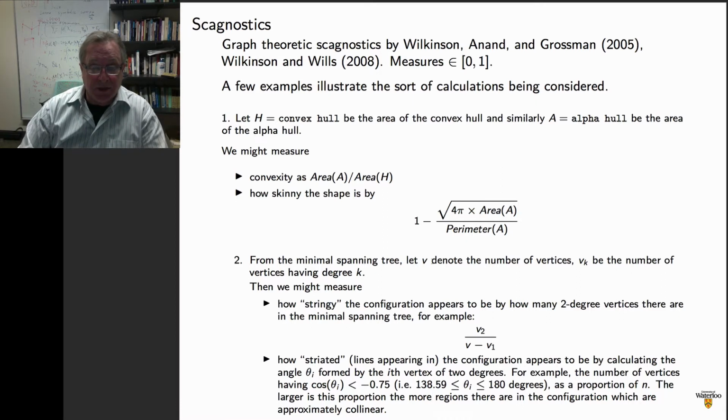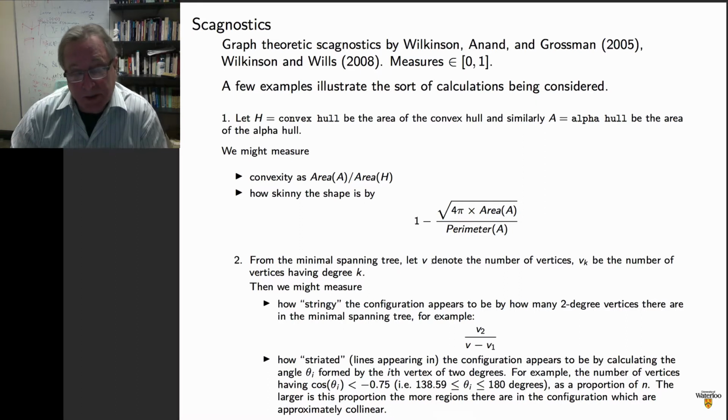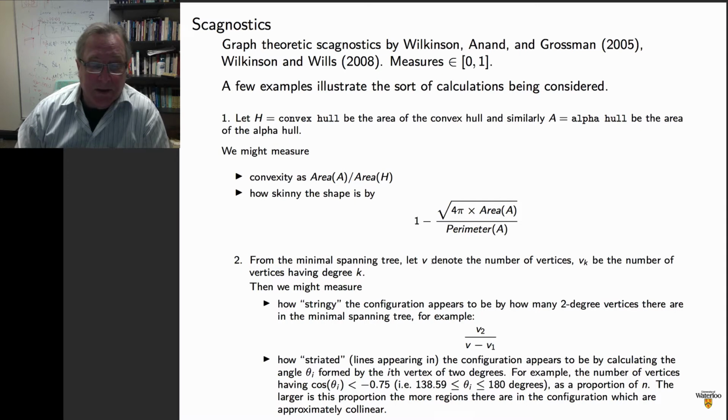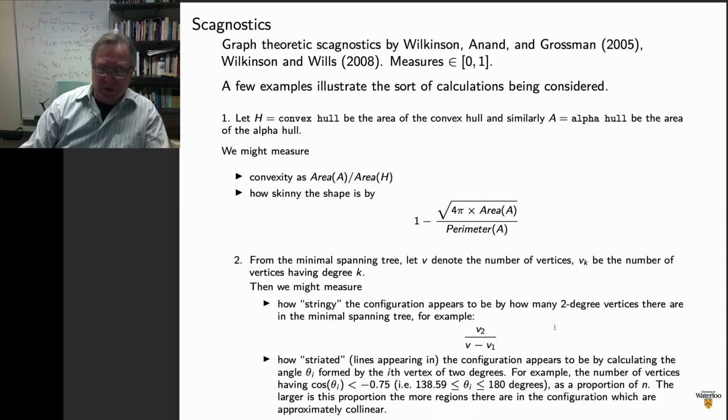So other possibilities, looking from the spanning tree. If you think about V being the number of vertices and VK being the number of vertices that have K edges in the minimal spanning tree, they have degree K, then we might think about what is stringy. Well, the configuration might be stringy if there are lots and lots of vertices that just have 2 edges. Each point doesn't connect to a whole bunch of other points, there are a lot of points that just connect to 2 others. So a measure of the number of 2-degree vertices, excluding the ones that have 1 degree, as a proportion might be a measure of how stringy it is. The larger this is, the stringier the data seem to be.